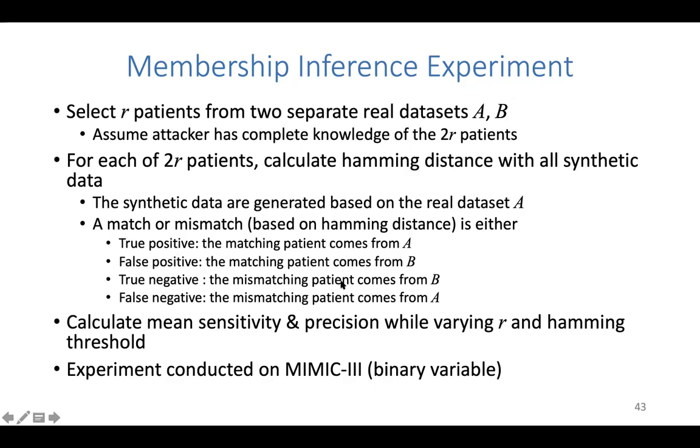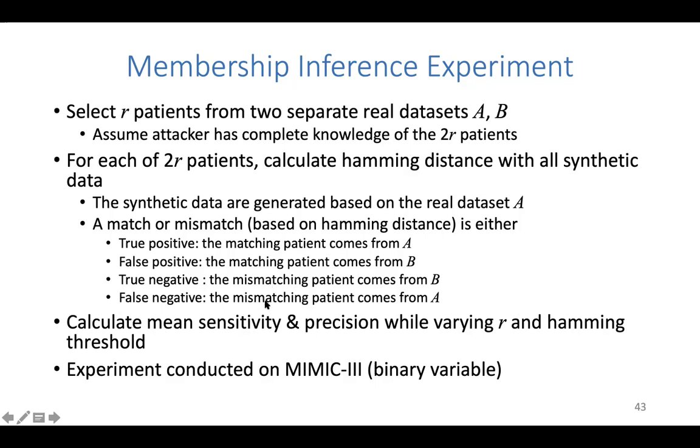True negative is a mismatching patient that comes from B. So all the samples that the attacker completely has knowledge of, the 10 samples coming from B, are not matching with any of the synthetic data, then it's a true negative because it should not match.